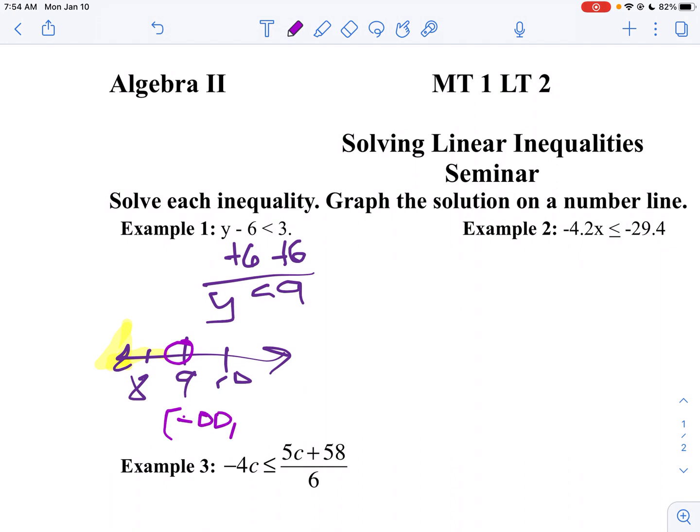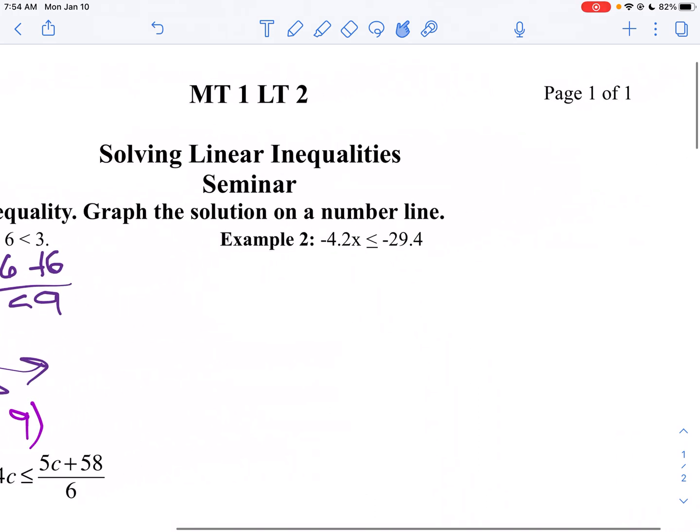We're going to go up to 9, but I'm not going to include 9, so I have a parentheses there. If you include it, it'll be a bracket. And that's how you would do the first problem. Let's take a look at example 2. Kind of do the same thing.